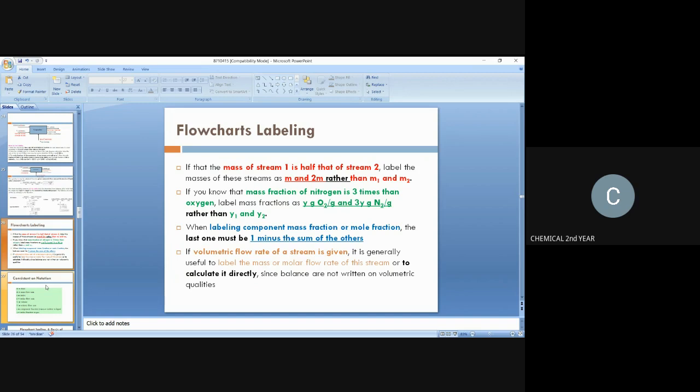When labeling component mass fractions or mole fractions, the last one must be 1 minus the sum of the others. If the volumetric flow rate of a stream is given, it is generally useful to label that stream's mass or molar flow rate, or to calculate it directly, since balances are not written on volumetric quantities.